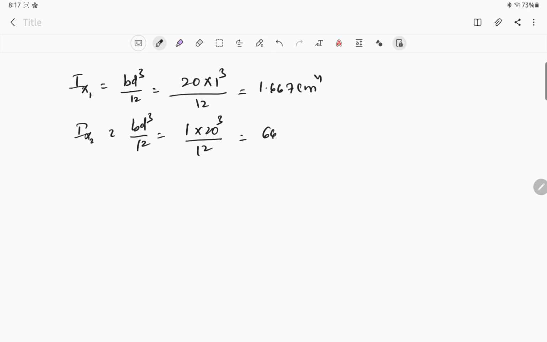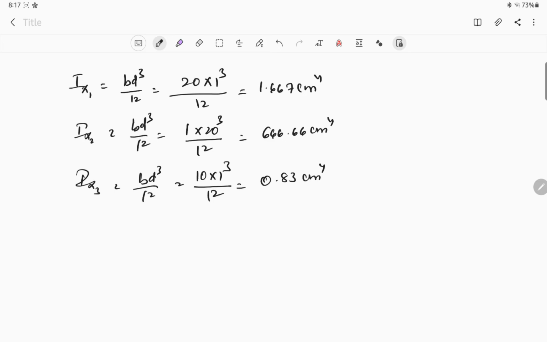This will be 666.66 centimeter power 4. Similarly, Ix3, this is also BD cube by 12. Now what is the base there? Base is 10 and height is 1, cube whole divided by 12, which is equal to 0.83 centimeter power 4.